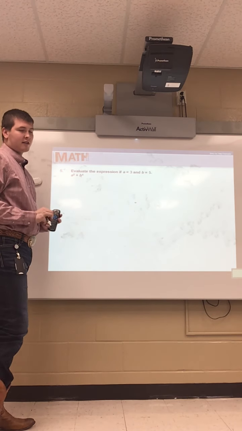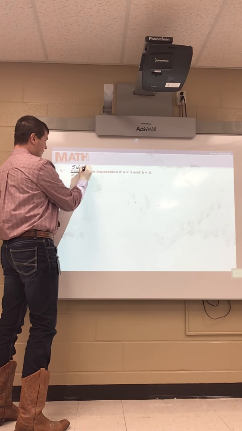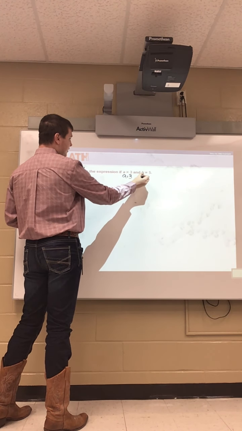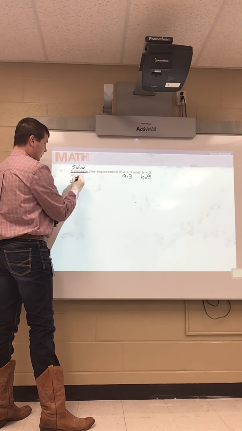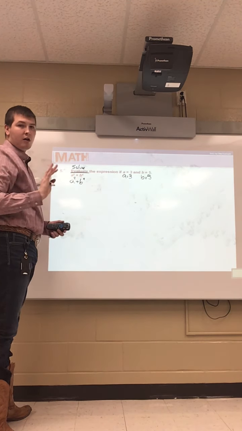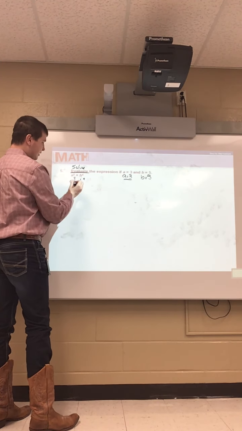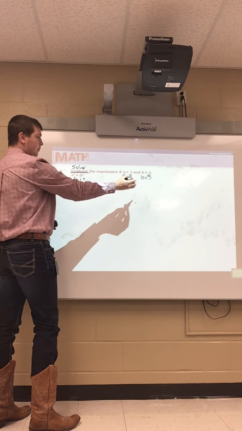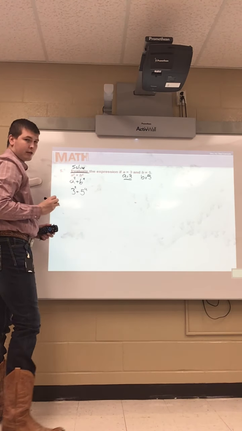And these I always like because it's always fun. So it says evaluate, which just means solve the expression if A is 3 and B is 5. Okay? And it gives you a little equation right here. A squared plus B to the 4th power. All you have to do is plug them in. Okay? So A is 3. Well, here's an A. So 3 squared plus, well, here's a B. B is 5. So 5 to the 4th. Okay?